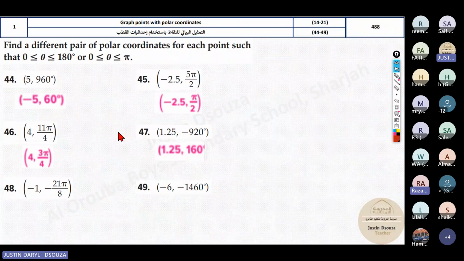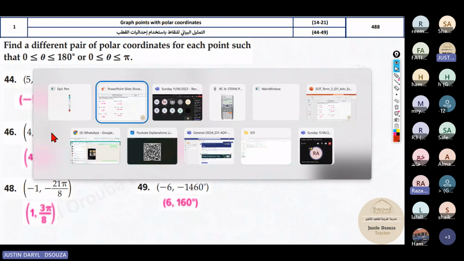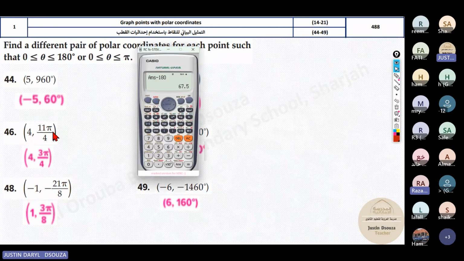Okay. Yeah, 46. Here you're asking why we would not change the sign? The 4 is positive. You said change the sign, right? Okay, that's a good question.